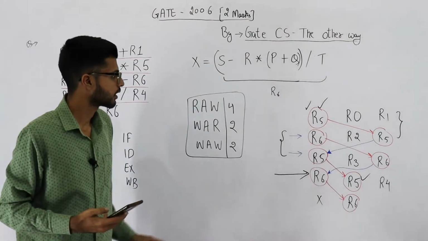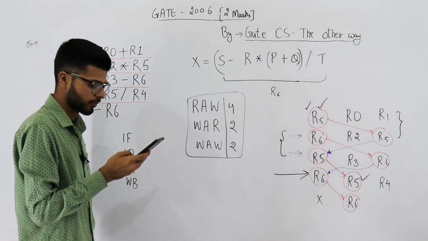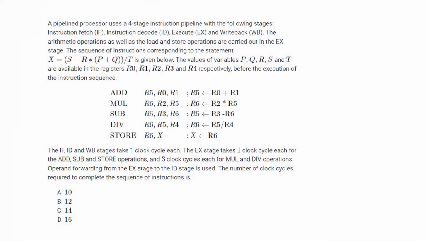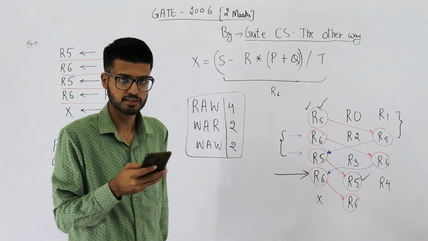Okay, now let's see the second part of the same question. Its statement is, if IF, ID and WB stages take 1 clock cycle each, the EX stage takes 1 clock cycle each for add, sub and store operations, and 3 clock cycles for each multiply and divide operations. Operand forwarding is used from EX to ID stage. The number of clock cycles required to complete the sequence of instructions is.